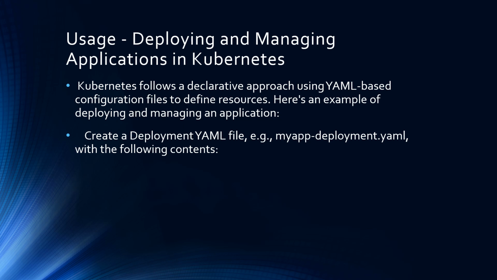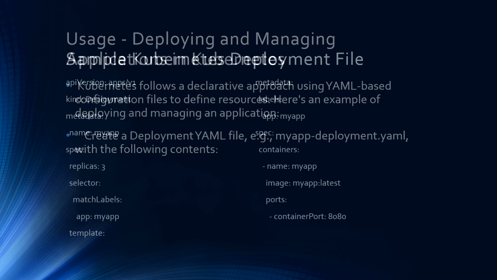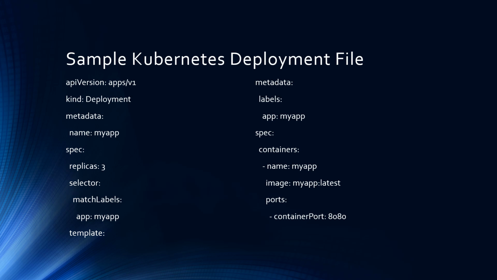Once you've defined your application in YAML, you can deploy identical environments across different clusters, whether they're running in development, staging, or production. This consistency helps eliminate the "it works on my machine" problem that has plagued software development for years. Let's examine a practical example of a Kubernetes deployment file. This example will help you understand how Kubernetes configurations are structured and how they translate into running applications. The deployment file we're looking at demonstrates several key concepts.